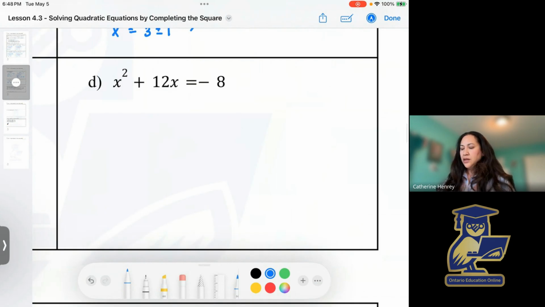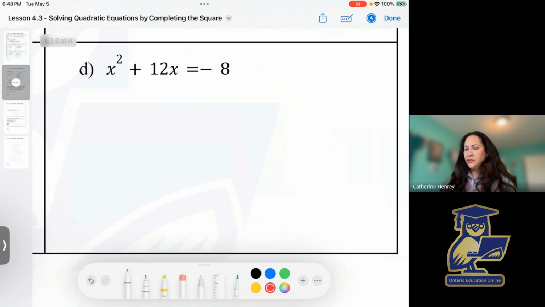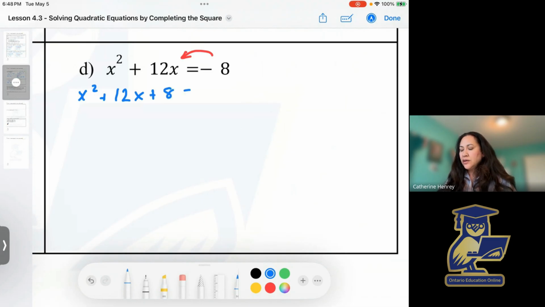So again, with this one, we have a negative 8 on the right side. Let's move that over. Set the right side equal to 0. So I will have x squared plus 12x plus 8 equals 0. Can we think of some numbers that are multiplied together to give us 8, but then add together to give us 12? Those are some difficult numbers to deal with. I can't think of any factors that would do that. So I'm going to complete the square.